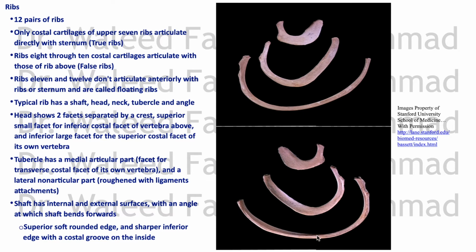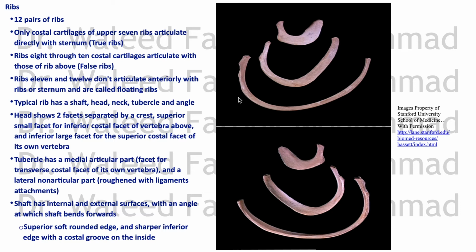Now for all ribs, they have internal and external surfaces, but for rib 1 and 2, they have superior and inferior surfaces because they are flat. Okay, remember this, they are flat. See, 1 and 2 are flat, but the rest of the ribs have internal, meaning medial, and lateral surfaces.